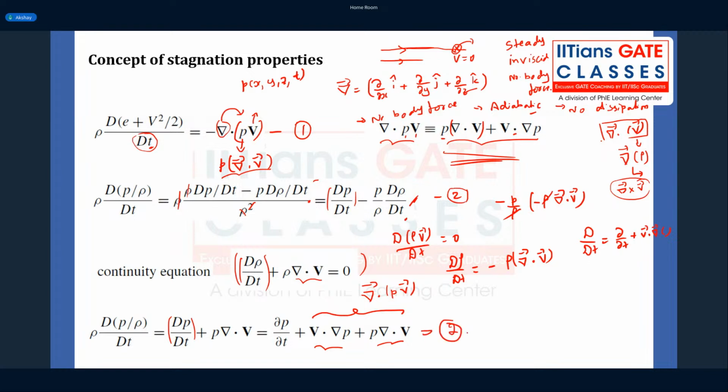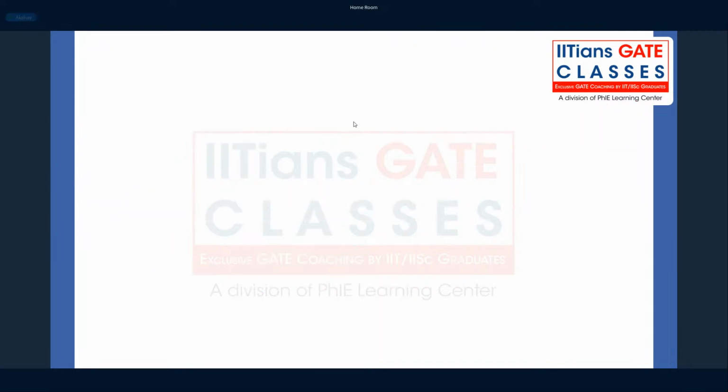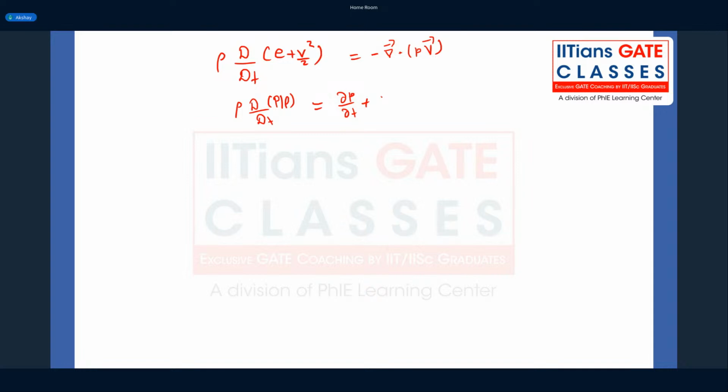So this equation 2 is reformed into this shape. Let me still treat this as equation 2. So now I have equation 2 and equation 1. Let me club those two. In the first equation I have rho times d by dt of E plus V square by 2. This entire term is a scalar, an energy, right? Internal energy plus kinetic energy, which is equal to minus the divergence of the scalar field times a velocity vector. Plus I have rho times d by dt of p by rho, which I transformed into dou p by dou t plus del dot pv, right?